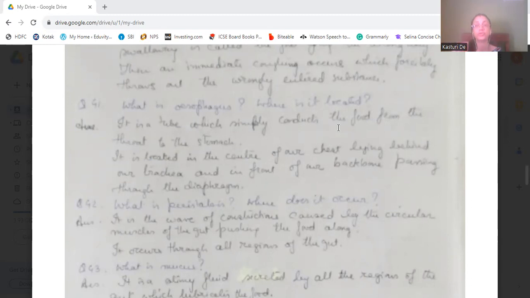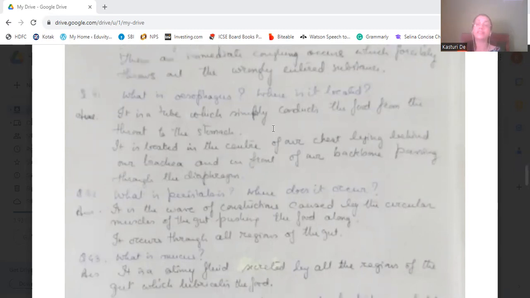From the throat to the stomach. It is located at the center of our chest, lying behind our trachea, that is our windpipe, and in front of our backbone, passing through the diaphragm into the stomach.